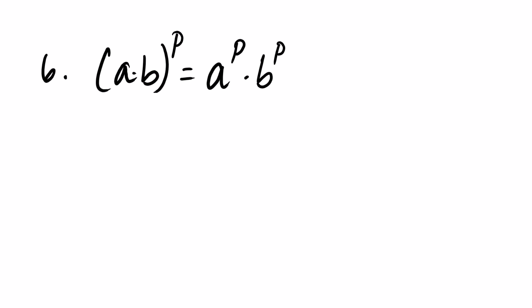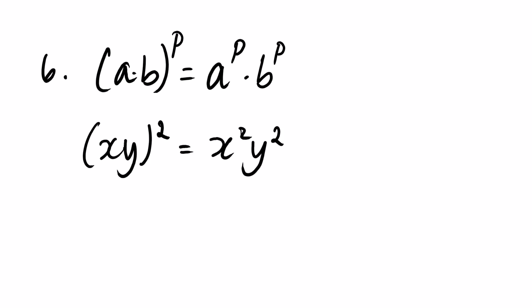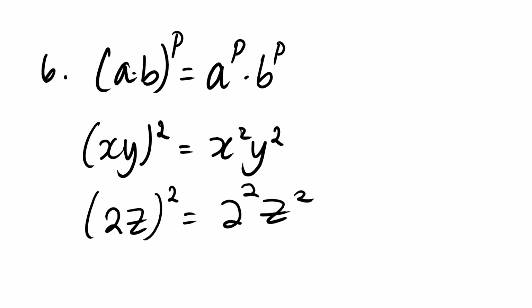Our next exponent law has to do with 2 terms or 3 terms inside the bracket raised to a common exponent. So a multiplied by b, raised to p, is equal to a to the power p multiplied by b to the power p. So for example, xy raised to the power 2 is the same as x squared y squared. 2z raised to the power 2 is the same as 2 to the power 2 z to the power 2. Then this is 4z to the power 2.